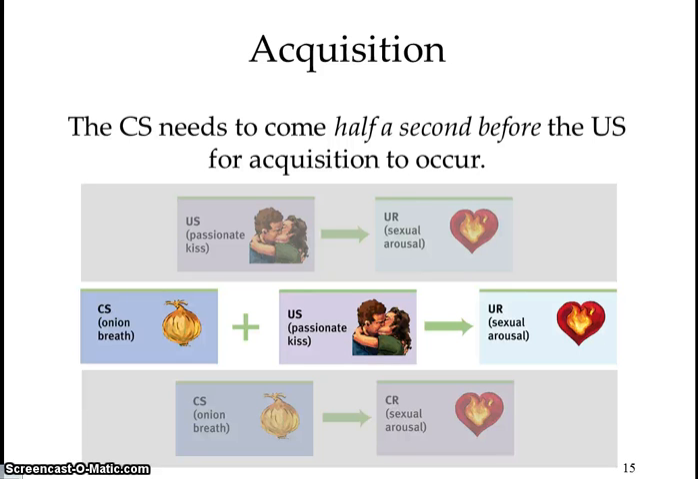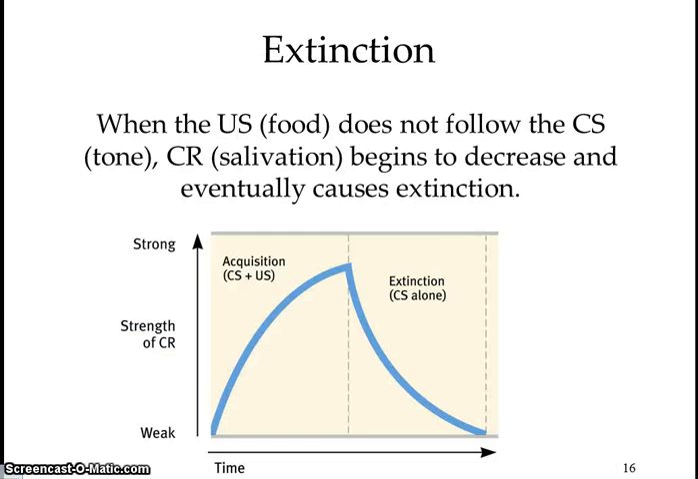Now, every time you smell onion breath, the conditioned stimulus, I've conditioned onion breath to have the conditioned response of sexual arousal. So you compare two things, even though they have nothing in common, through conditioning, and you might get a result like this. You might get onion breath and sexual arousal, two things that really don't go along.